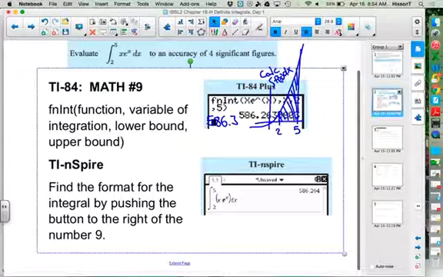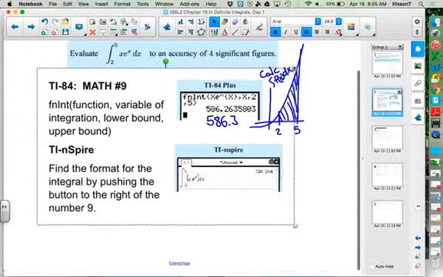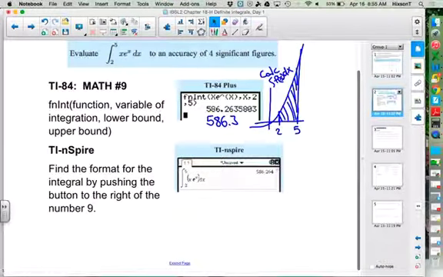That's how I did it. Yeah, that's what mine looks like as well. Is that the one you do fnInt? Yeah, that's what mine looks like. Okay, it depends what firmware upgrade you have, I guess, for the 84. Some of them have that. Do not go to math, and then number 9. Math number 9, yeah.